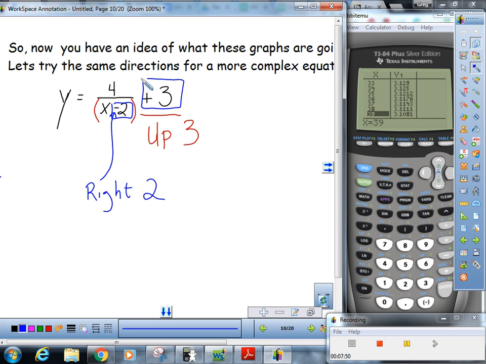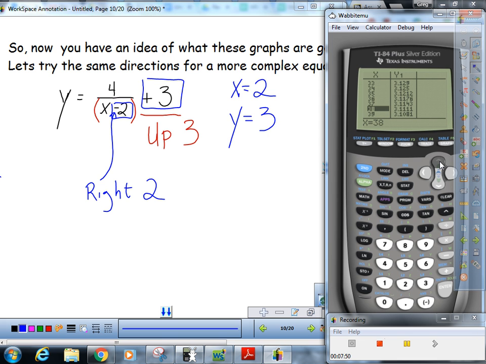But you got to flip them. So you got to flip this one. So your asymptotes are x equals 2 and y equals 3. Okay? Did I do that right? X equals 2? We'll have to do one more and look.